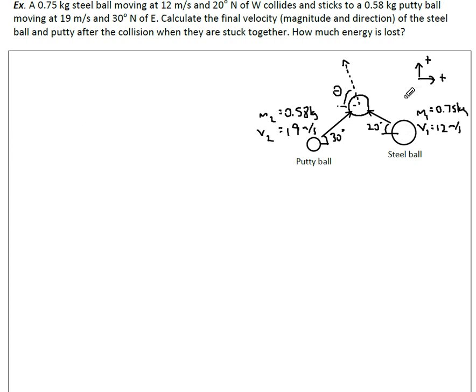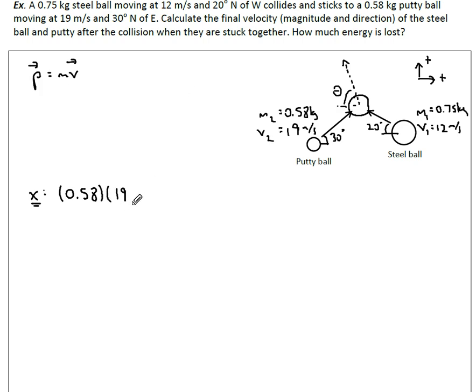Also define up as positive, right as positive. So I need to write two equations, one for the x direction, because momentum is a vector. So in the x direction, let's look at the putty ball first. The mass is 0.58. Again, the equation I'm using is p equals mv. The momentum before must equal the momentum afterwards. And momentum and velocity are vectors, so direction does matter.